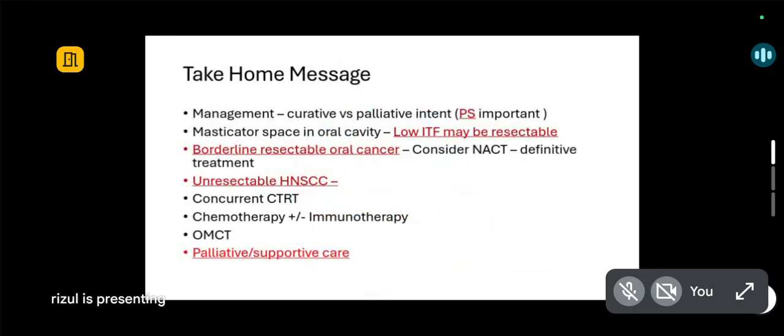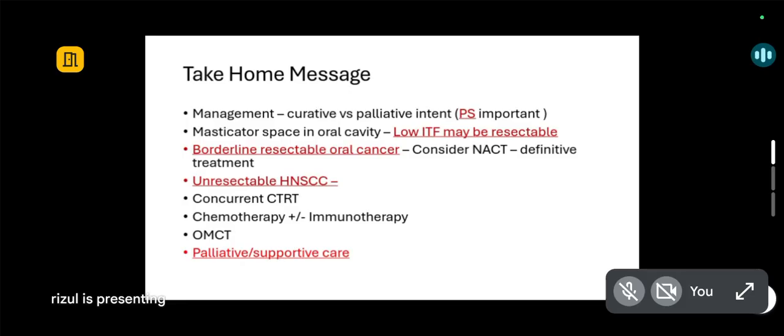Last but not the least, what is the take-home message? First, regarding the management, whether to go for the curative or the palliative approach, performance status is very important. Patient selection is the key factor. Second, if the masticator space is involved in the oral cavity, it doesn't mean that the disease is inoperable. It depends whether it is low ITF or high ITF, infranotch or supranotch. Third, if the disease is borderline resectable, consider NACT first and then definitive treatment. It will always help.